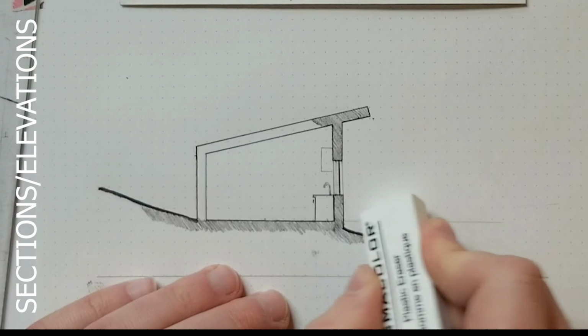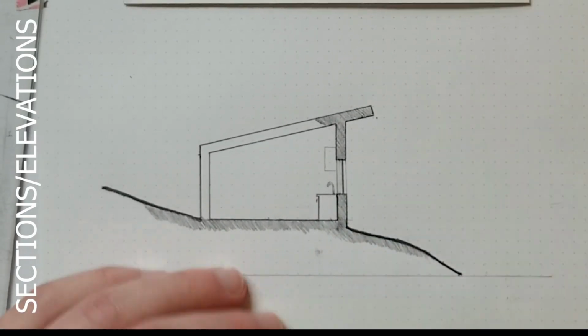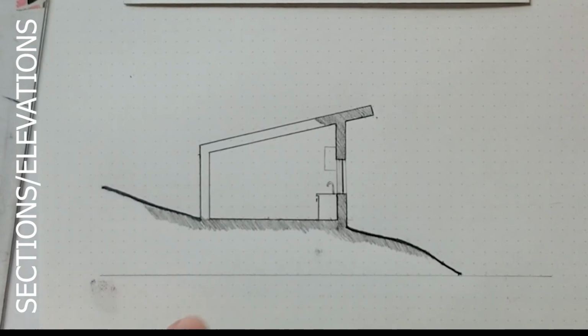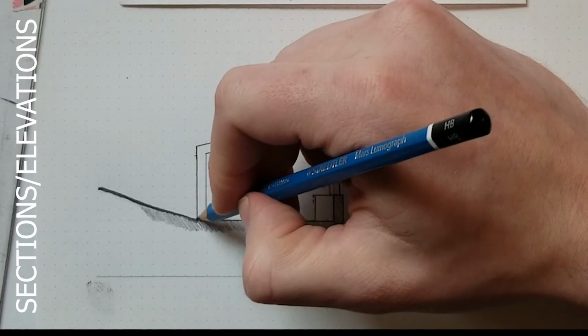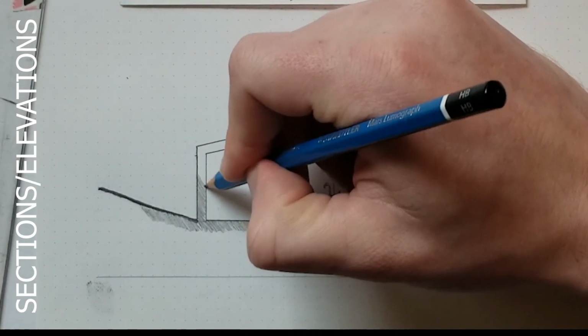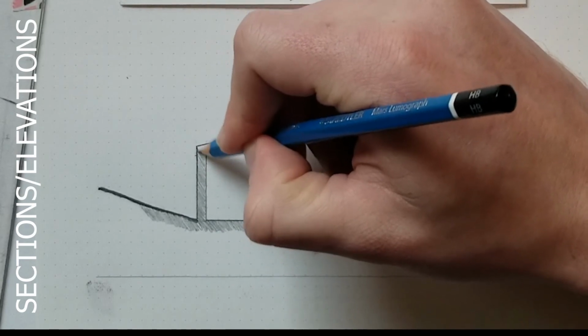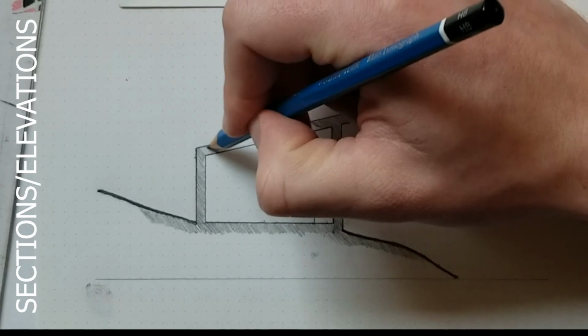We're going to erase our reference line from back in the day. Beautiful. And now it's really easy to see the difference between building and land. I'm just going to finish this. I'll probably snip this.